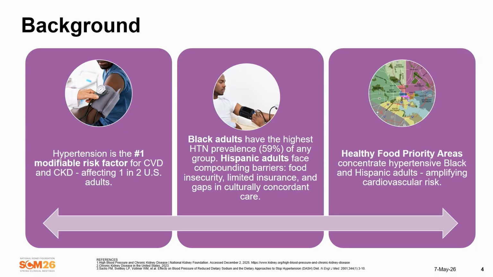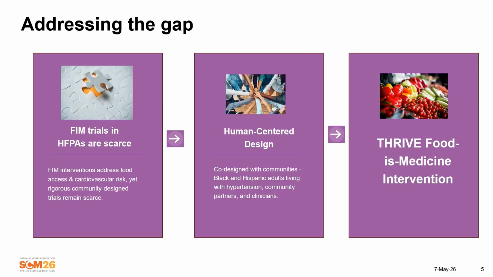So in order to address these gaps, we're using food as medicine, which we know is scarce in these healthy food priority areas, and we know this works. Before we began the TRIVE trial, we did a human-centered design with community members, Black and Hispanic, just to get a sense of how we're going to tailor our produce prescription to this community to make it culturally adaptive. So this is where we got the TRIVE Food as Medicine intervention.